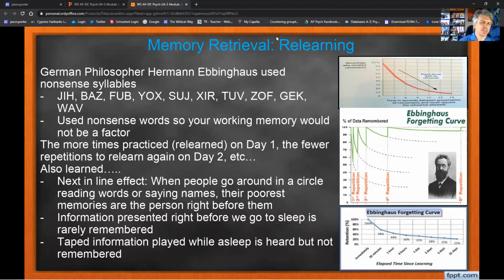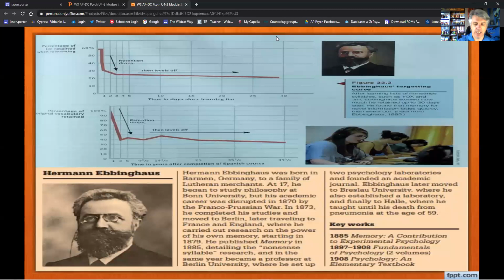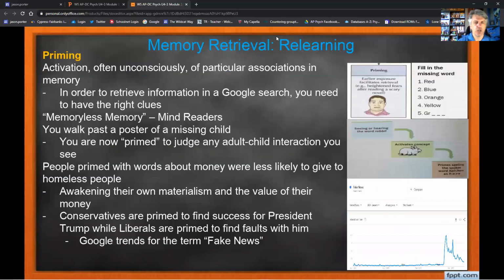He learned other things, like the next in line effect. When people go around a circle with names, your poorest memory is of the person right in front of you, because you're still thinking about all the people that were way before them. Information presented right before we go to sleep is rarely remembered, because we don't have a chance to put that information away. And the idea of osmosis, that listening to something while you're asleep will help you remember it, is wrong. Listening to something while you sleep and it going into your dreams is very possible, but there's no guarantee you remember that dream. So there's other stuff there on Ebbinghaus if you want to take a look at it.